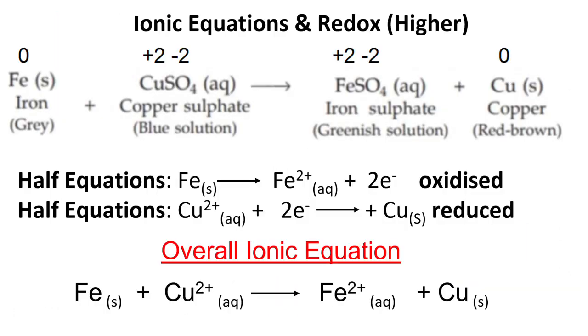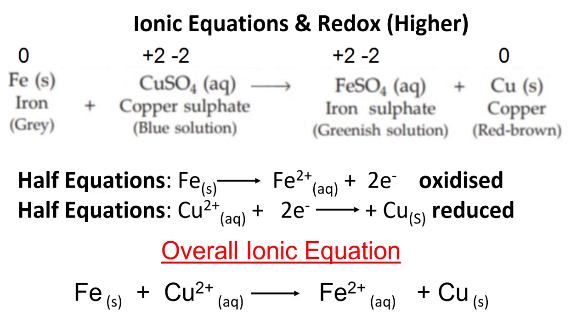You need to know the ionic equation if you're doing higher. Okay, the oxidation state of any element on its own is 0, so iron on the left is 0 and copper on the right is 0. The sulfate copper is +2, -2, +2, -2.